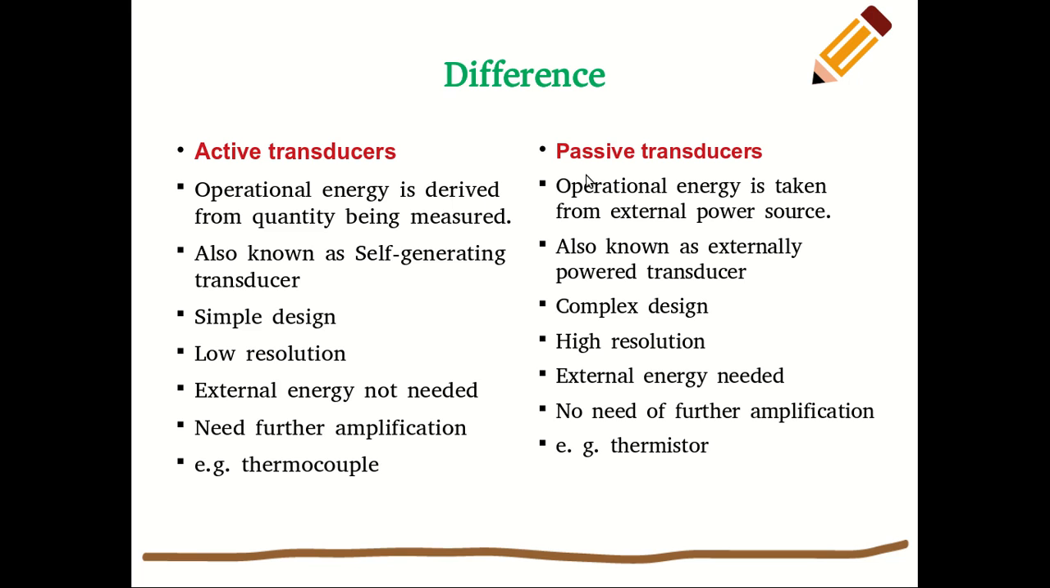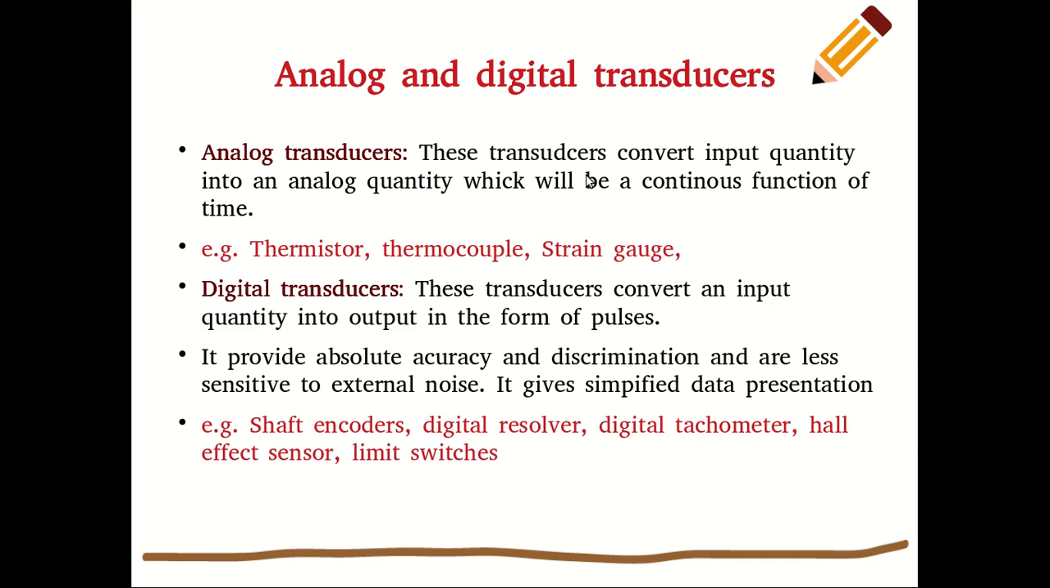Apart from this, another very important classification scheme of transducers is that they are also classified as analog transducer or digital transducer, as the name itself suggests. In case of analog transducer, the output we obtain is a continuous function of time, whereas in case of digital transducers, the output is in the form of pulses.